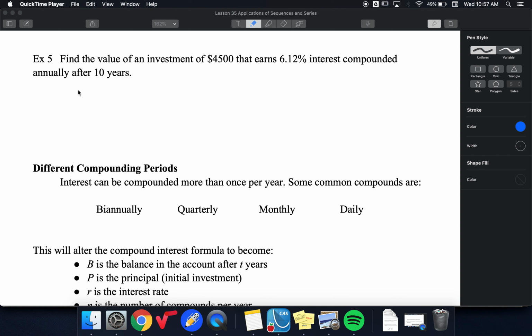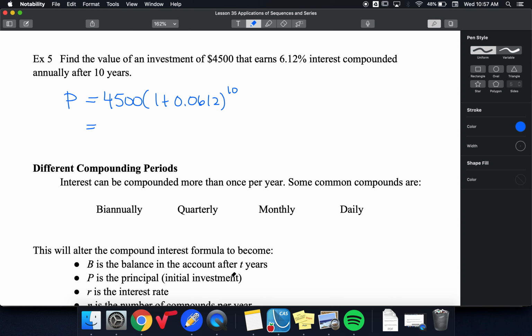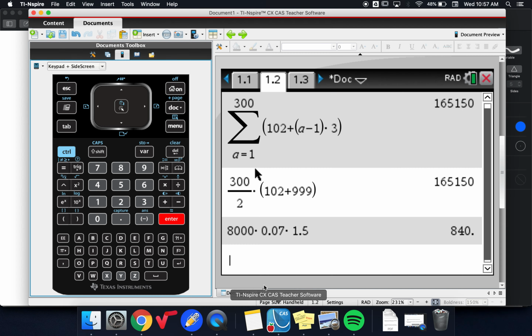All right, let's look at an example of annually compounded interest and then look at some different compounding periods. So I'm going to use my formula that my amount of money is going to be the initial investment times 1 plus R. I'm going to write my R in its decimal form. And I'm going to have to pay that interest for 10 years, so it gets paid 10 times. So now I'm going to put this into my calculator.